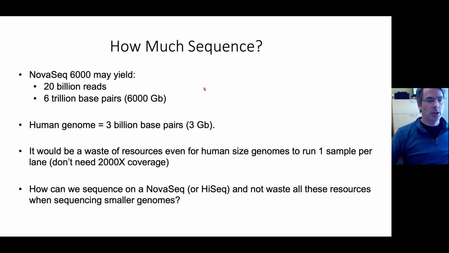How much sequencing are you getting? Just to give you ideas, right? So those are the numbers from that NovaSeq, which is the highest capacity production instrument that Illumina has. If the human genome is 3 billion base pairs, it'd be kind of a waste to do a human genome on one run of that, right? You don't need 2,000x coverage of a genome.